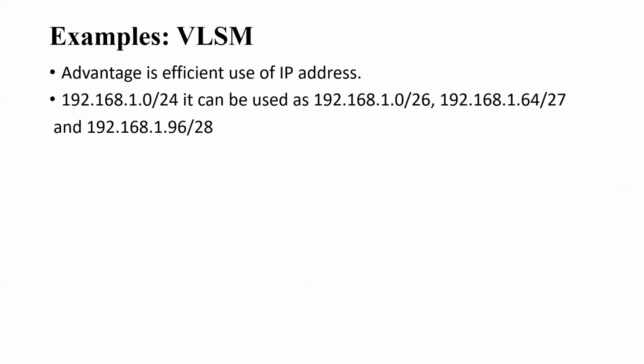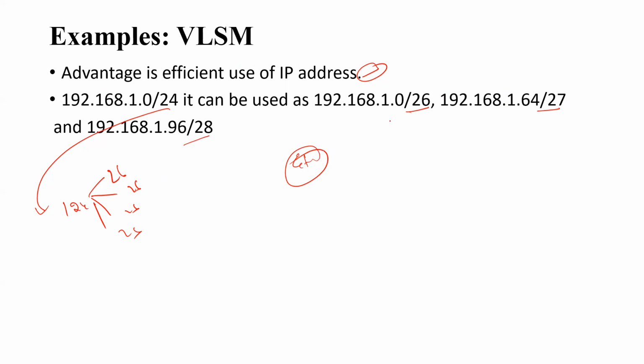The next topic is VLSM, the variable length subnet mask, which we can use efficiently. Last time, in the case of FLSM, this slash 24 was divided into 4 slash 26 networks. But by using VLSM we can divide it into a different number of subnets, so it is used efficiently.